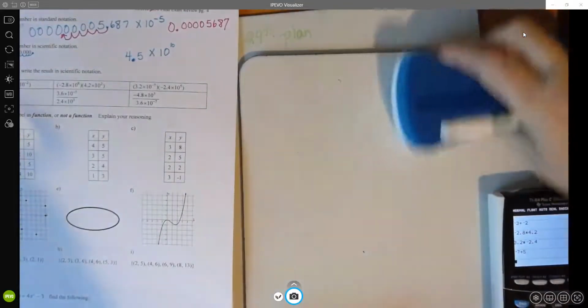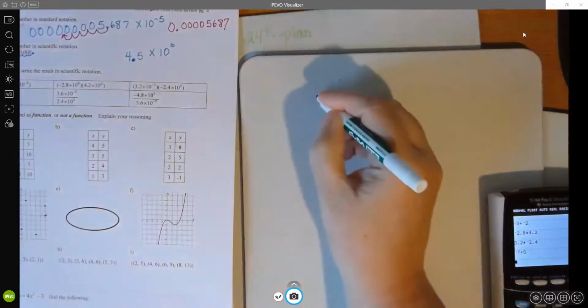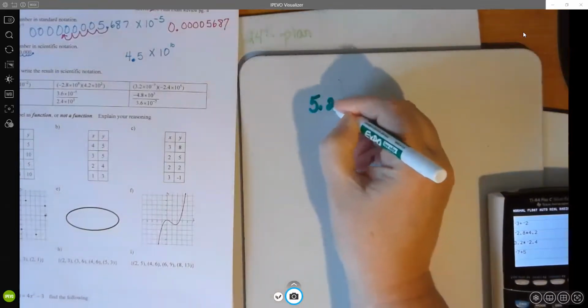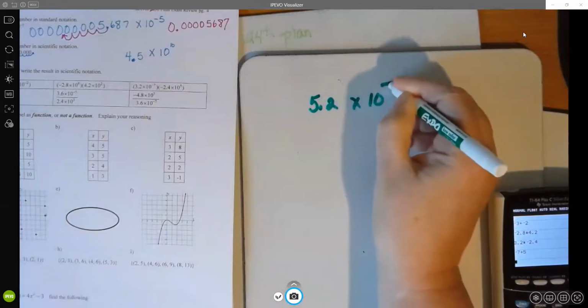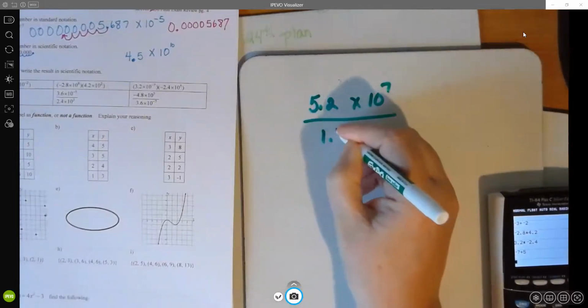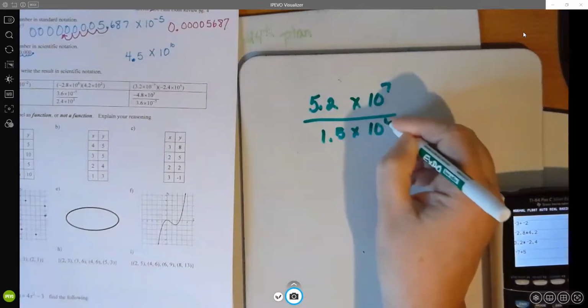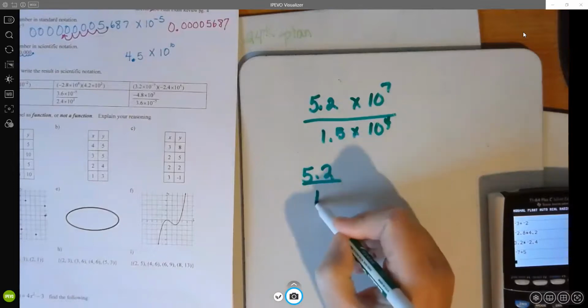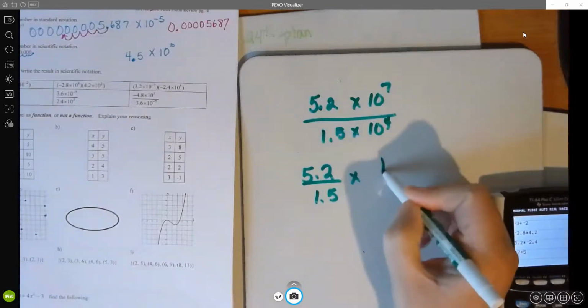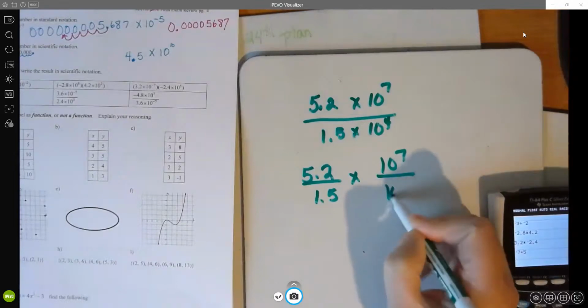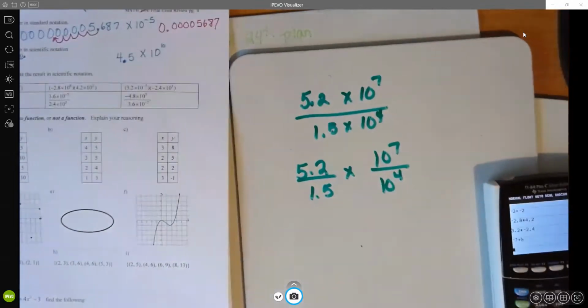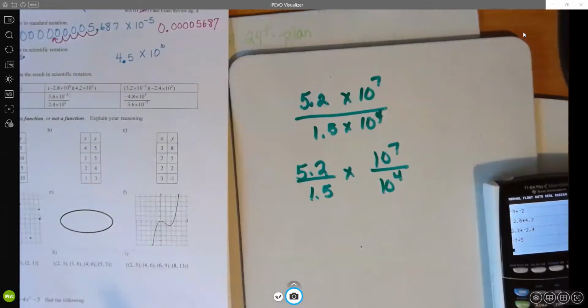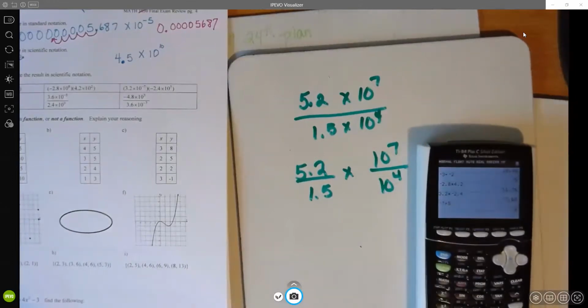Okay, the next three are division, and they actually work the same. 5.2 times 10 to the 7th over 1.5 times 10 to the 4th. So what we can do here is do 5.2 divided by 1.5 times 10 to the 7th over 10 to the 4th. We can divide the problem up this way.